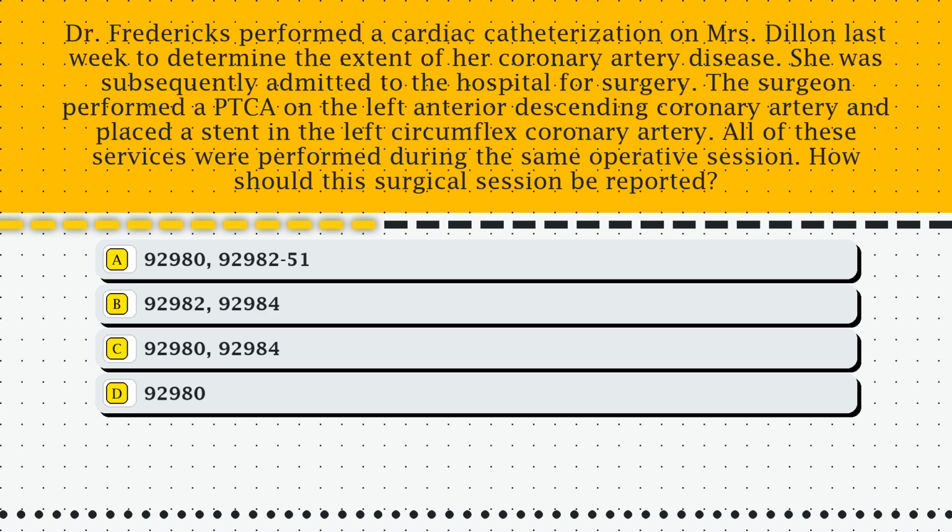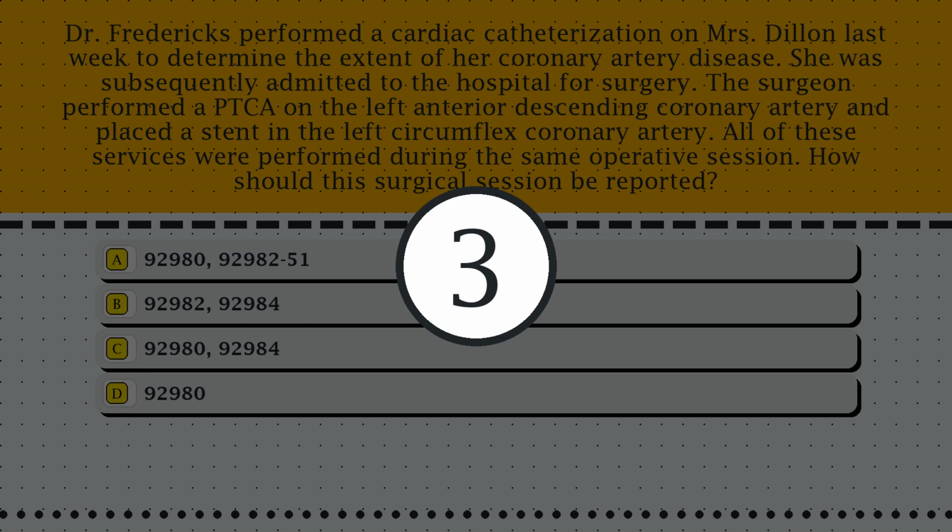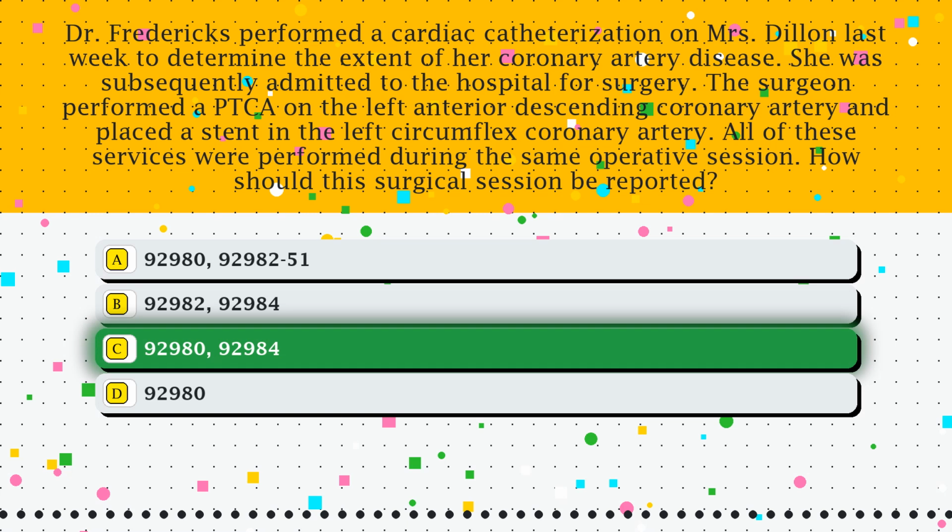Option A, 92,980, 92,982-51. Option B, 92,982, 92,984. Option C, 92,980, 92,984. Option D, 92,980. The correct answer is option C, 92,980, 92,984.